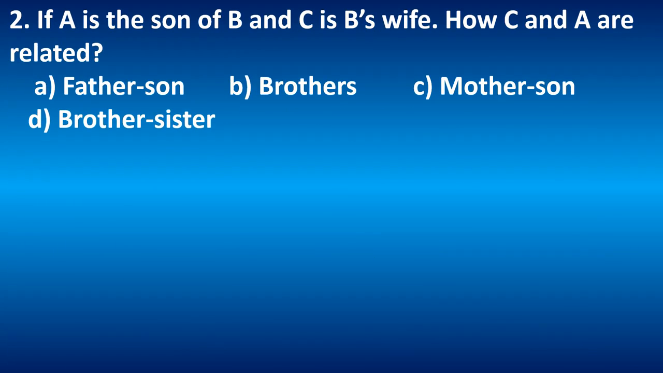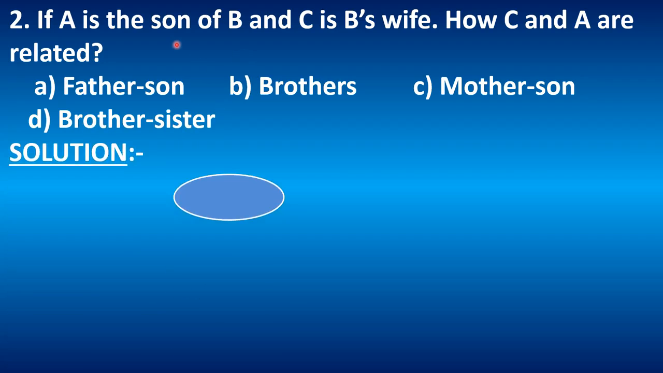Now in question number 2, it is given if A is the son of B. अगर A B का बेटा है and C is B's wife और C जो है वो B की wife है, how C and A are related. Okay, so there are options A father son, B brothers, C mother son, and D brother sister. So let's start. So beta, first of all, we will write B. Okay. And what is the relationship between B and A? That A is the son of B.